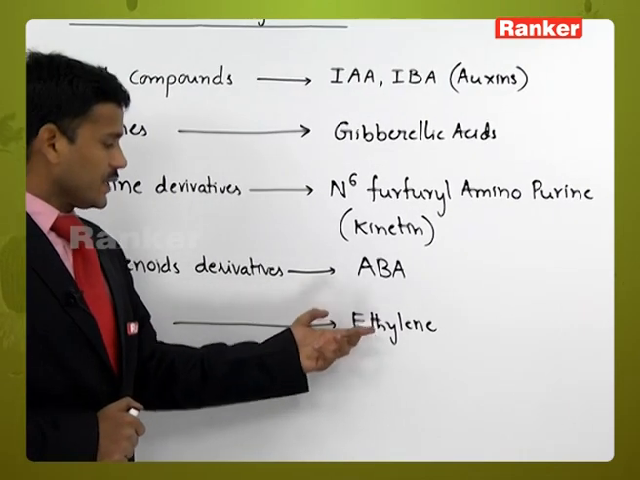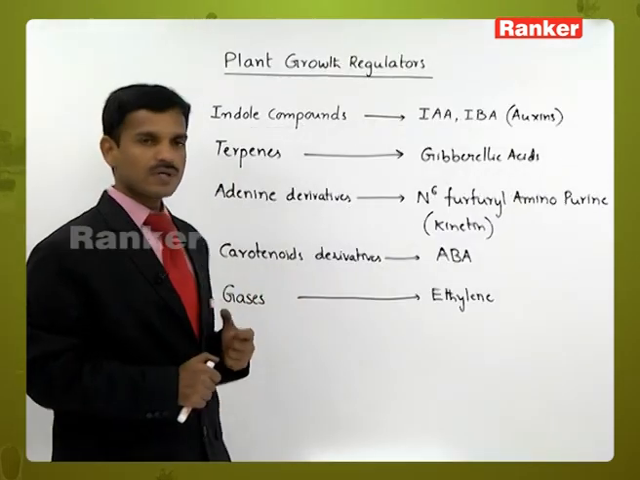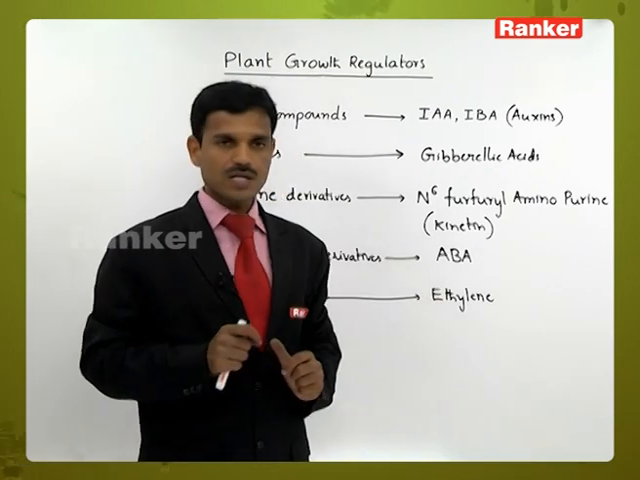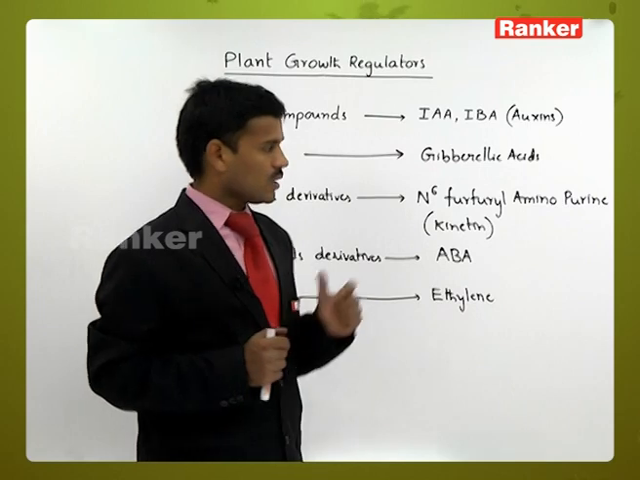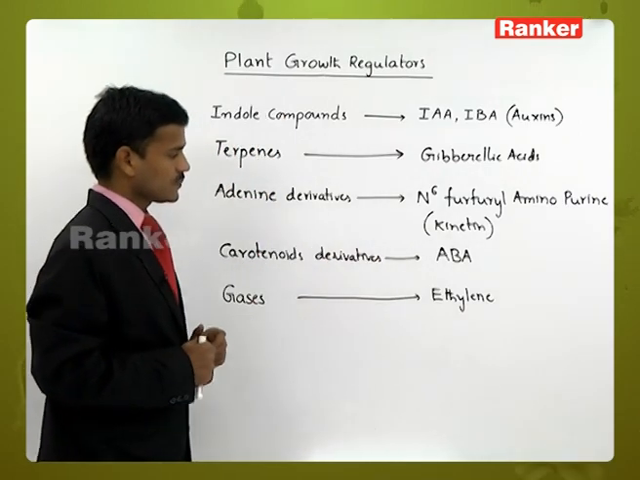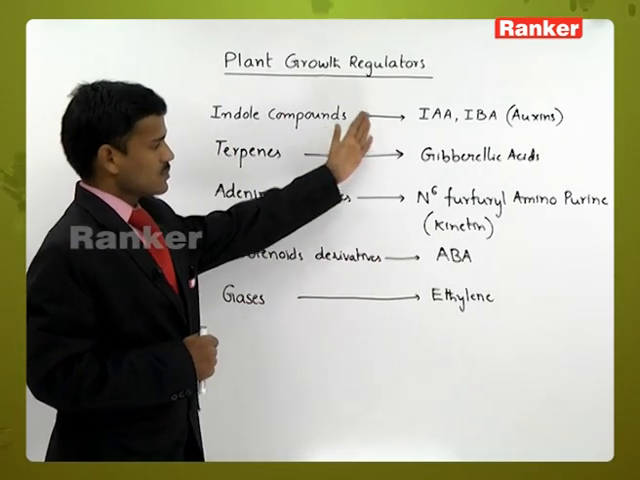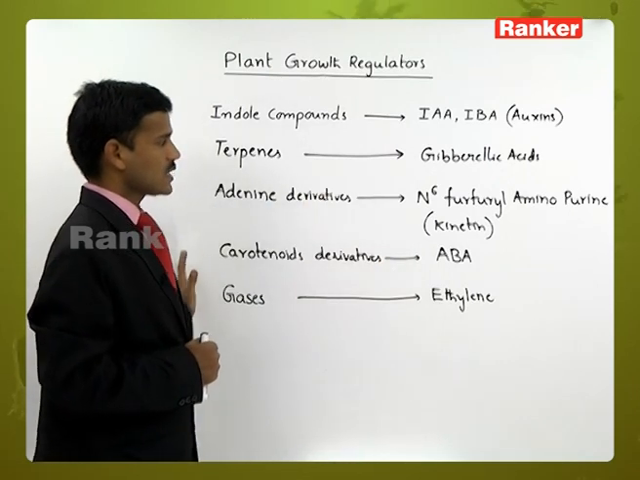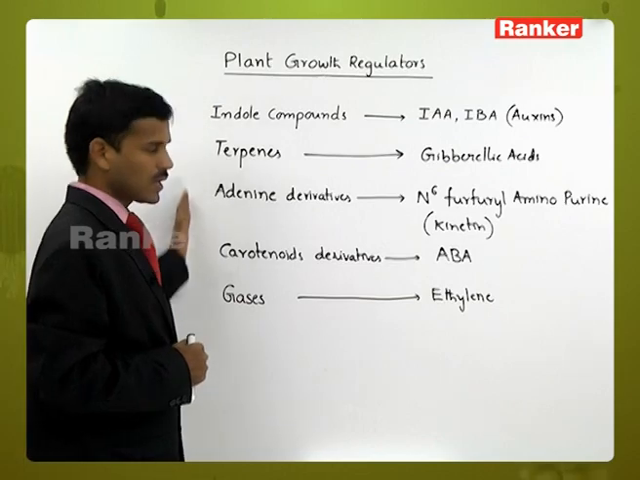Ethylene is a gaseous hormone. It is present in the form of gas, and it is also regulating plant growth. So, these are some plant growth regulators derived from different chemical components.